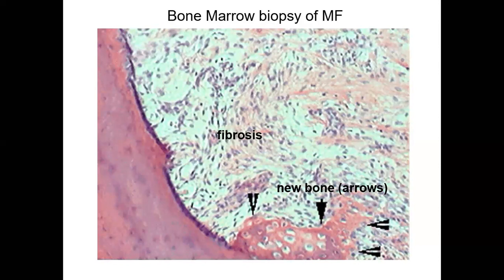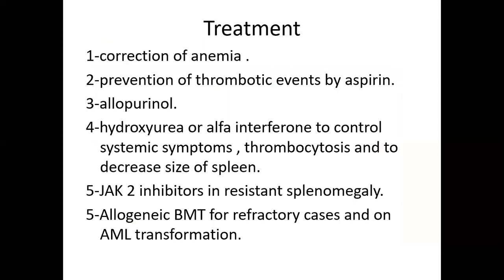And this section of bone marrow biopsy shows heavy fibrosis and also new bone formation. The treatment of myelofibrosis, the disease is not curable. We depend on correction of anemia, either by blood transfusion or sometimes we use danazol, one type of androgens, or we may use also thalidomide, which is an immune modulatory agent.